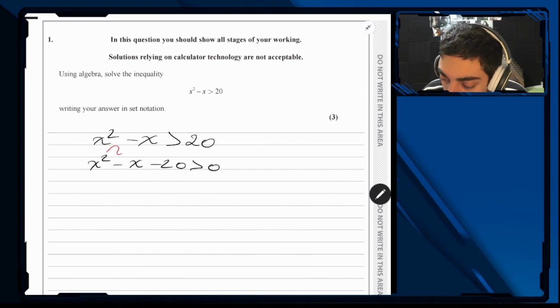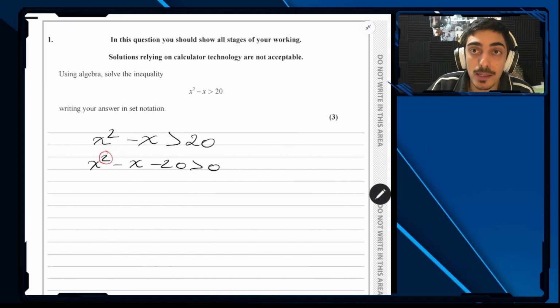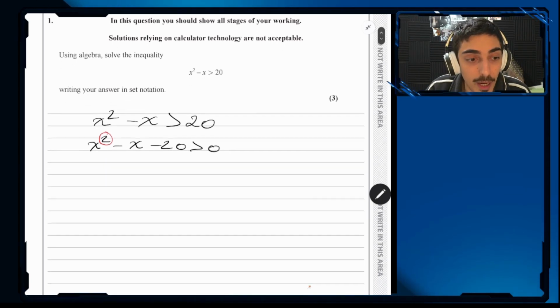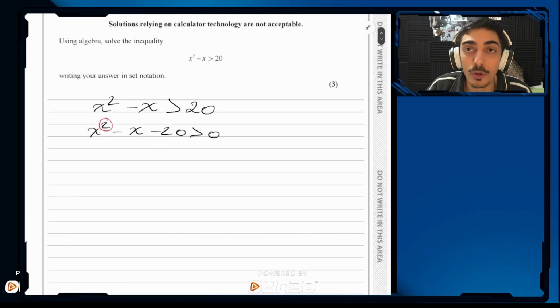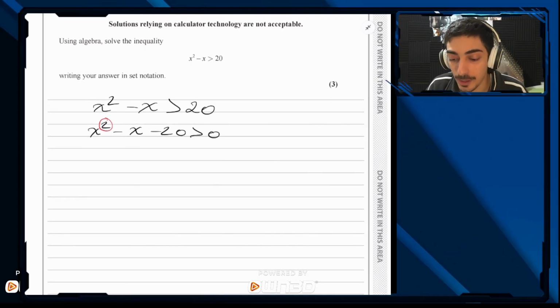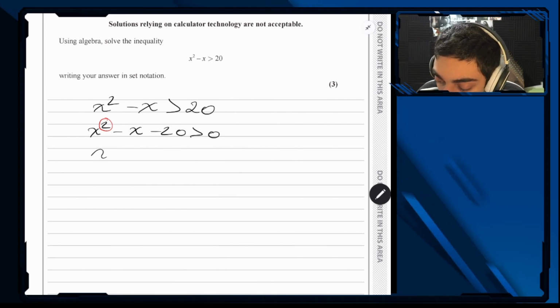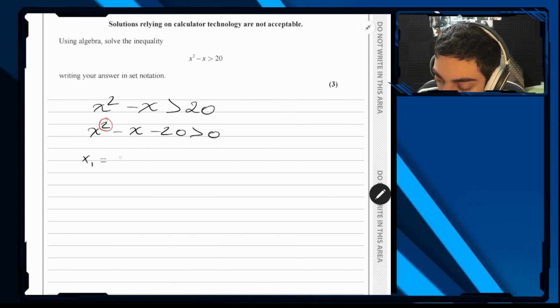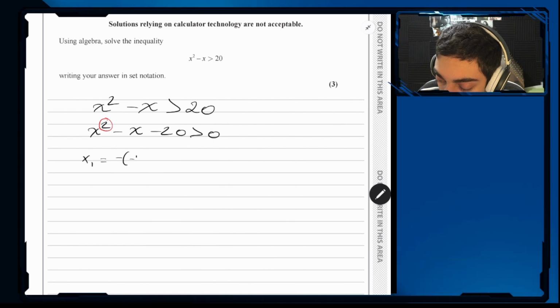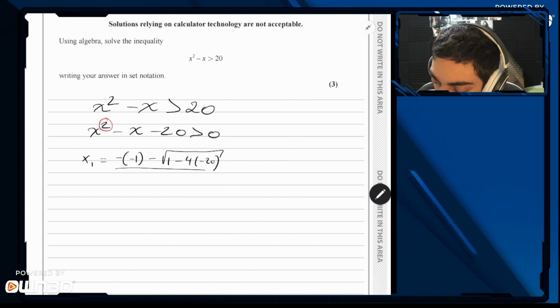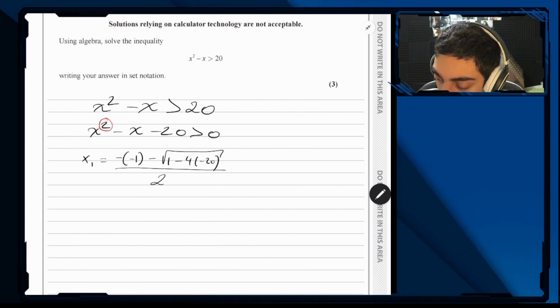I immediately look here and I'm going to see a square. And since there's nothing funny in here, I'm just going to use my completing the square or my delta or my calculator or whatever. So here, if you want to use the delta, if you want to do it slowly, so here I'm going to say x1 is equal to minus b, so that's minus 1, minus the square root of b squared. What is b squared? That's 1 minus 4 times minus 20, over 2a, so that's 2 times 1 here, that's a.